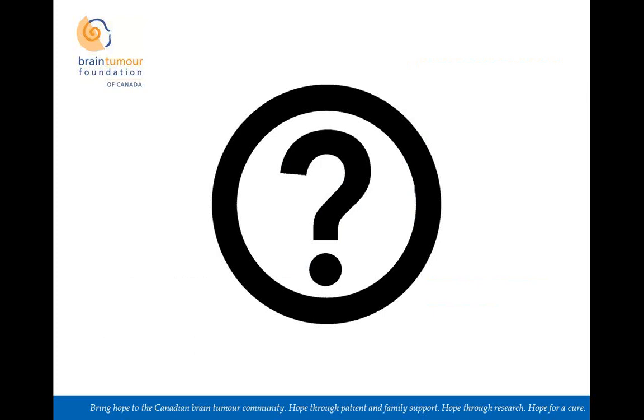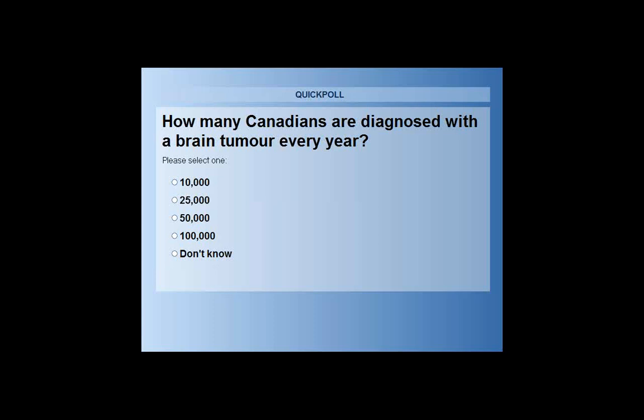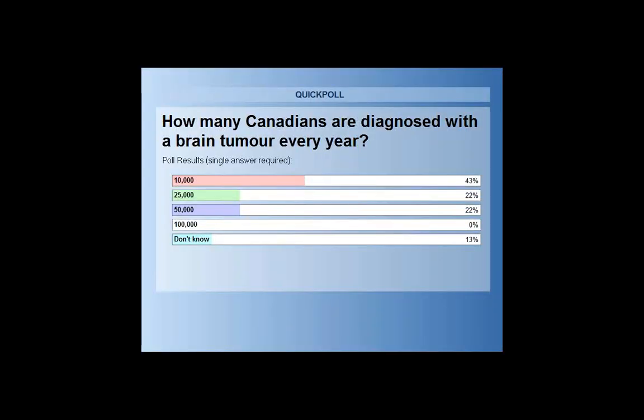So let's do our 3rd poll question, and it's just to get an idea as to how many people you think on a yearly basis are diagnosed with a brain tumor. Do you think it's 10,000, 25,000, 50,000, 100,000, or maybe you're not sure? So we'll give everybody a moment to answer that question. Great. So it looks like the majority of you have chosen answer number 1, which is 10,000, which is correct.